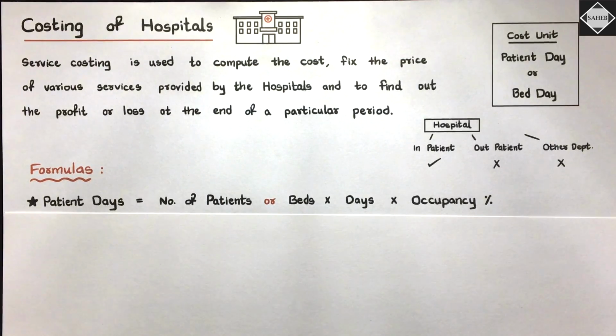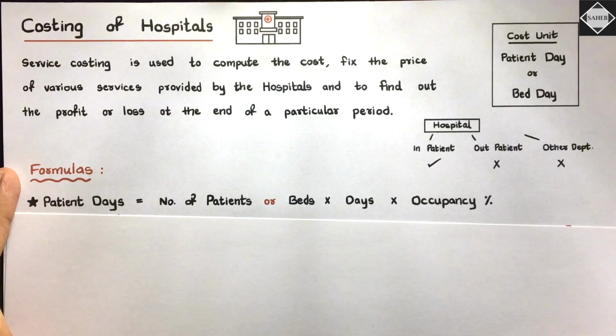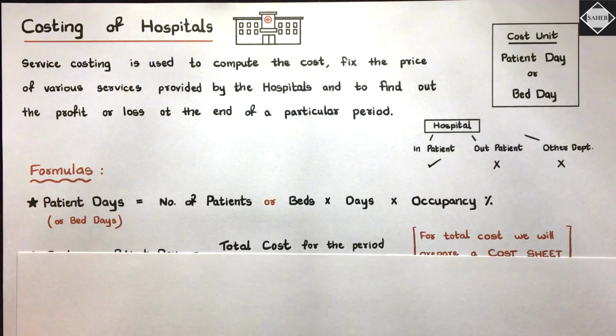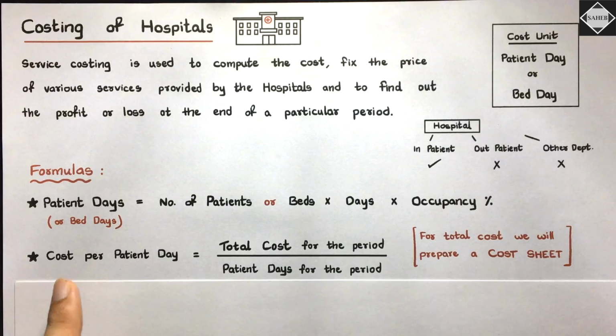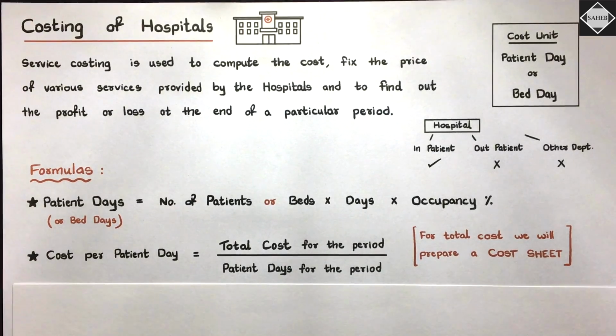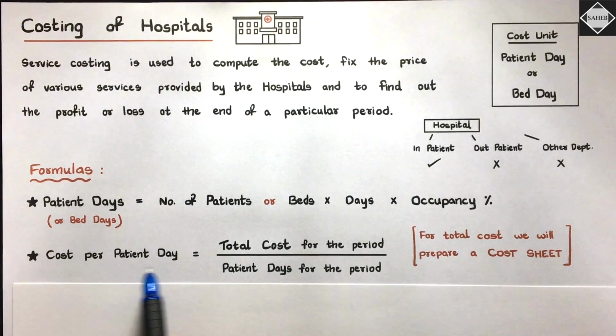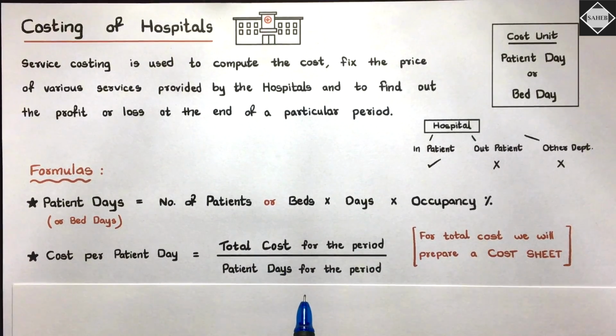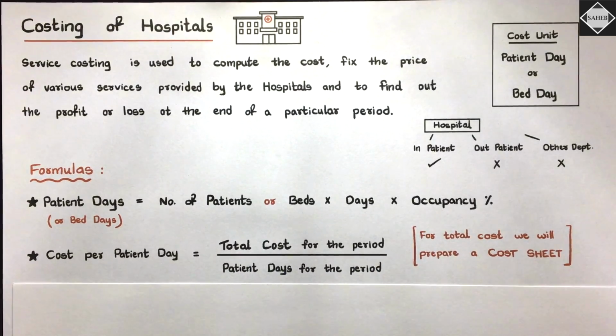Fine. And then once you get the denominator, you use it to divide the total cost for the period, isn't it? That's how you will get the cost per unit. If you want to find out cost per patient day, that's our unit now. So total cost for the period divided by patient days for the period. Total cost we'll get from the operating cost sheet, or statement of cost you can say. Fine. So this is how it will be happening.